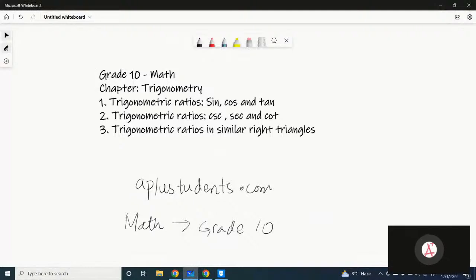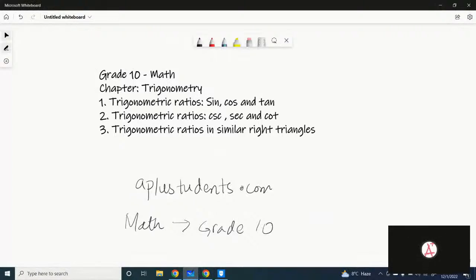So here is the list of the lessons we are going to cover today. They are trigonometric ratios, sine, cos and tan. Then trigonometric ratios, cosecant, secant, and cot. Then trigonometric ratios in similar right angle triangles. Got it? Okay, let's start with the first topic, that is trigonometric ratios, sine, cos, and tan.